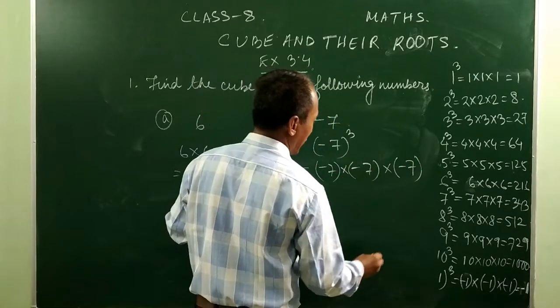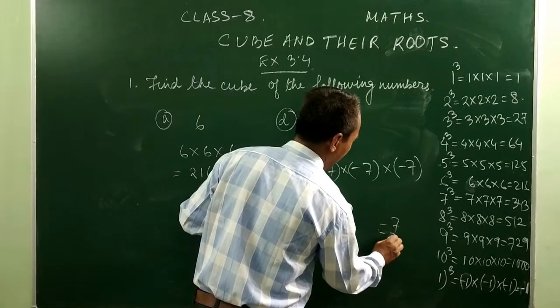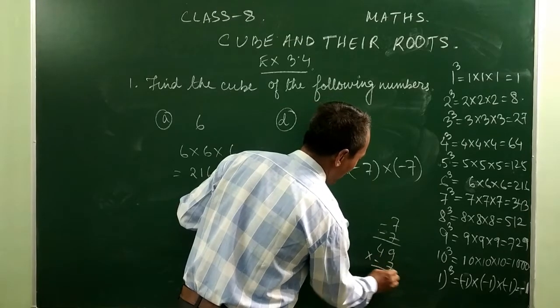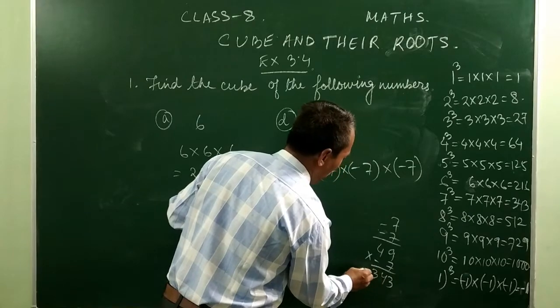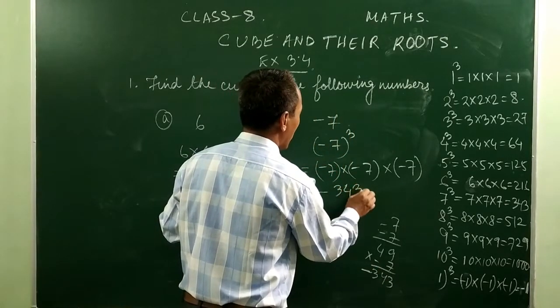-7 into -7 is 49. 49 into -7 is 343, but the sign will remain negative. So minus 343.